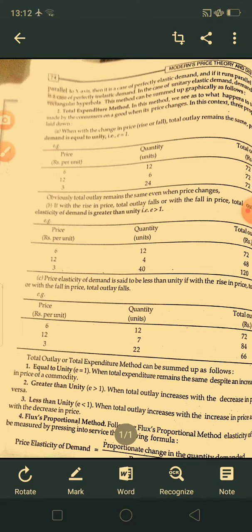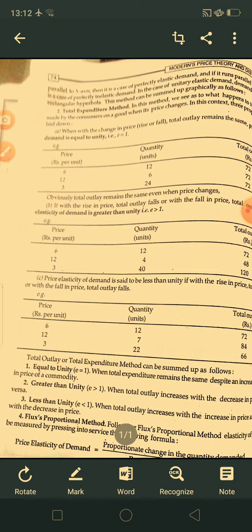With the rise in the price, quantity falls and total outlay also falls. This is the case of elasticity greater than 1. When price falls and total outlay increases, that is also the case of elasticity greater than 1.